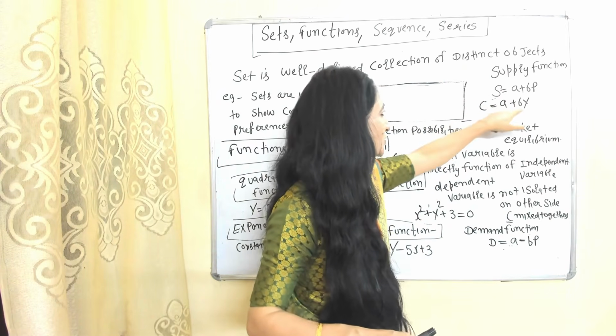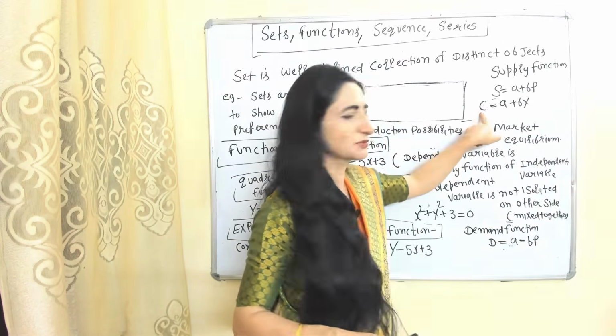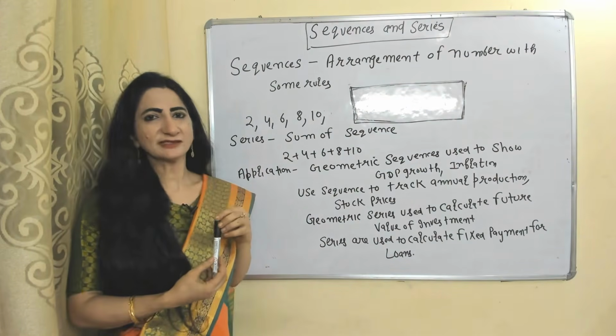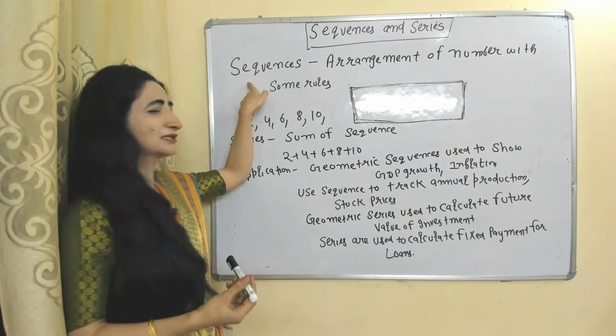This is the consumption function which shows a relationship between income and consumption. As income increases, consumption also increases. Sequence and series. Arrangement of numbers with some specific rule will be called a sequence.